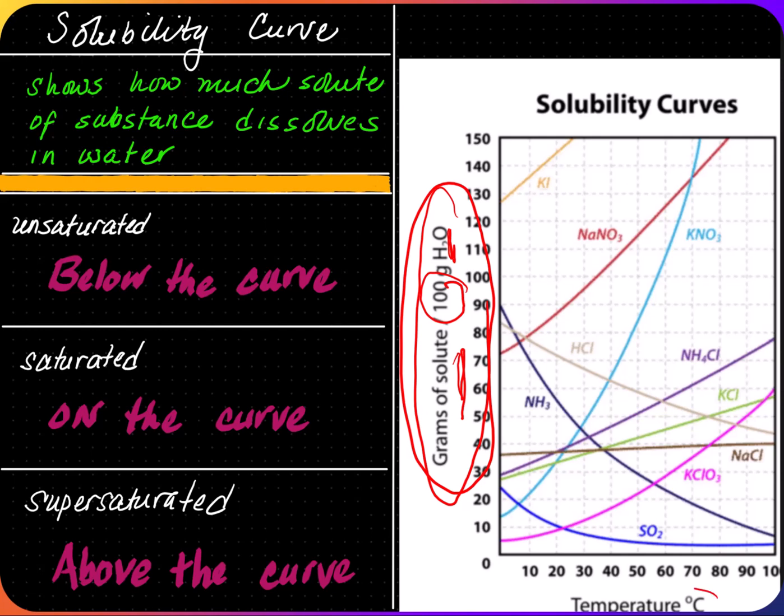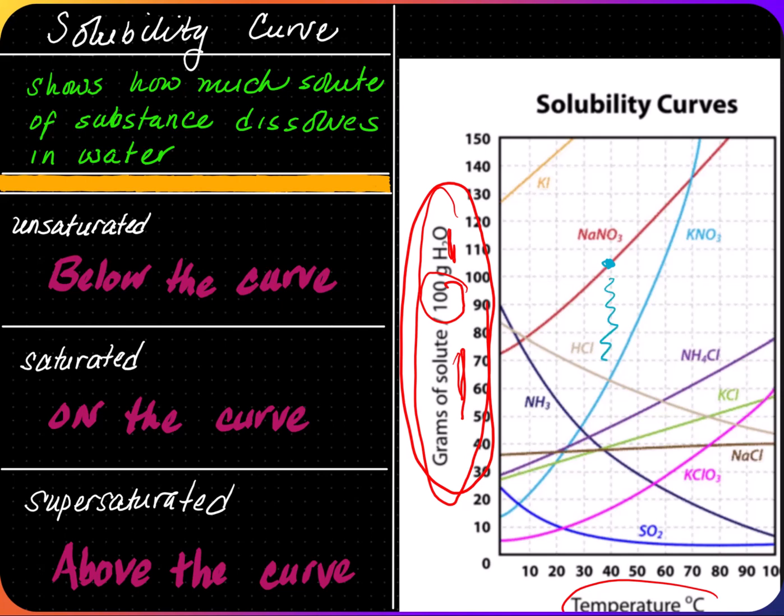On the horizontal axis, it is always temperature. Anything that is unsaturated is below the curve. Anything saturated is on the curve. Anything supersaturated is above the curve. So if I look at NaNO3, sodium nitrate, at a temperature of 40 degrees Celsius, at this point right here, it is saturated and it's about 105 grams of sodium nitrate per 100 grams of water.